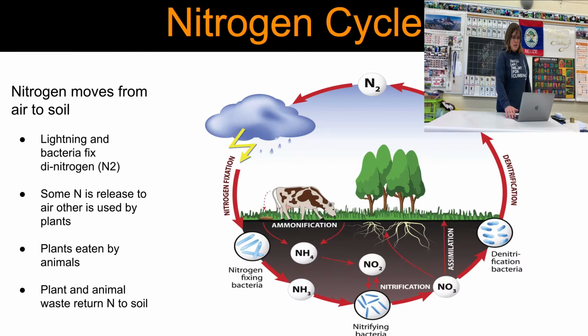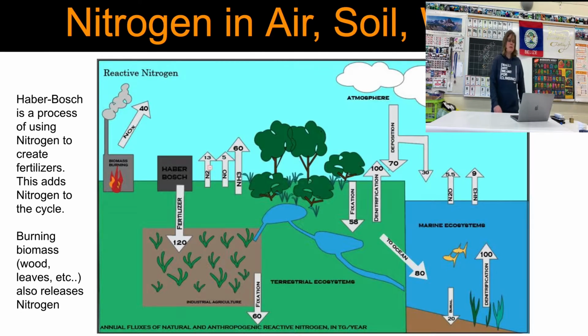So nitrogen is in the air, in the soil, and in the water. There's this thing called the Haber-Bosch, a process of using nitrogen to create fertilizers. So nitrogen is in fertilizers, you need to know that, and this adds nitrogen to the nitrogen cycle. Burning biomass, like burning wood or leaves, also releases nitrogen into the atmosphere.